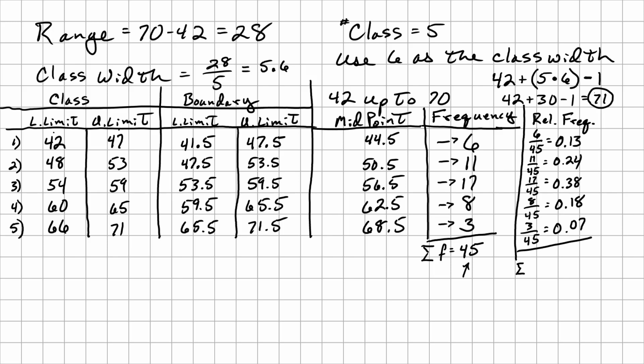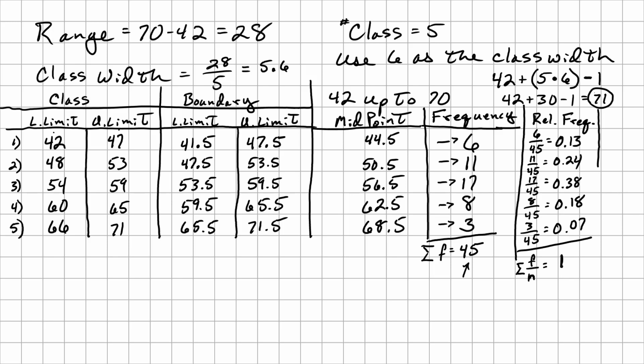Once again, I want to add these values, and I'm going to call that the summation of the frequency over n, or the number of data values. This value should total 1 once you add this up, but because of round-off error, it may be just under 1 or just above 1. In this case, it is equal to 1.